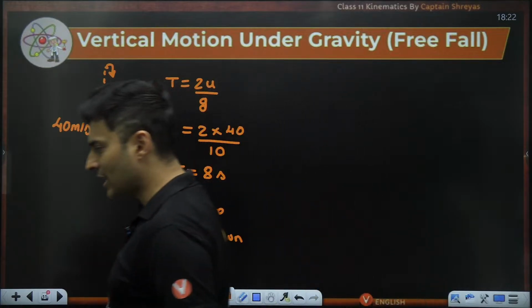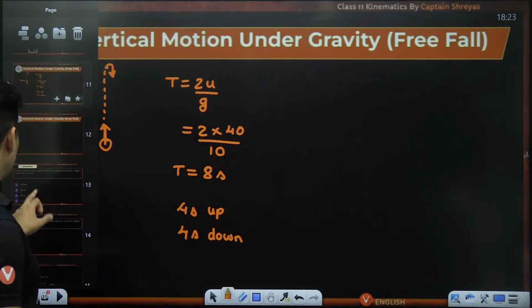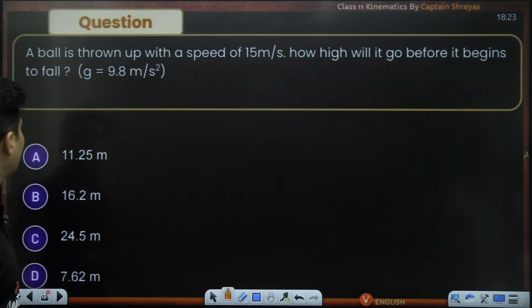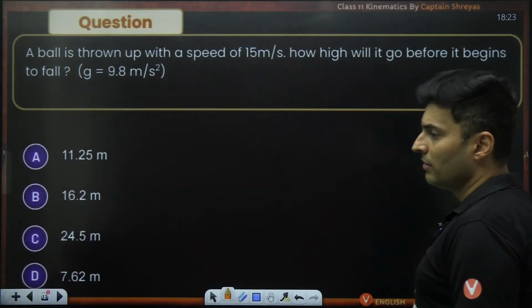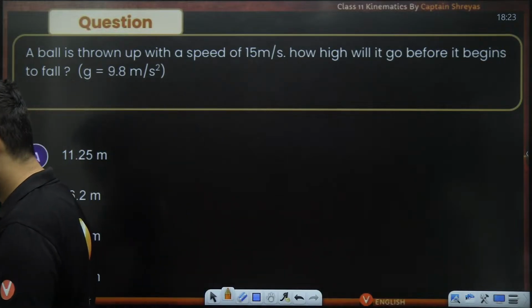Is that fair enough? Shall we do some questions based on this? All right. Okay, so let's see. A ball is thrown up with a speed of 15. How high will it go before it begins to fall? Come on, everybody spam the answer in the chat box.